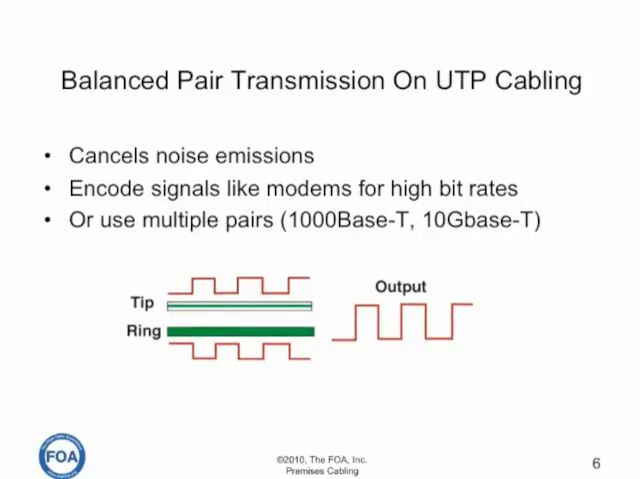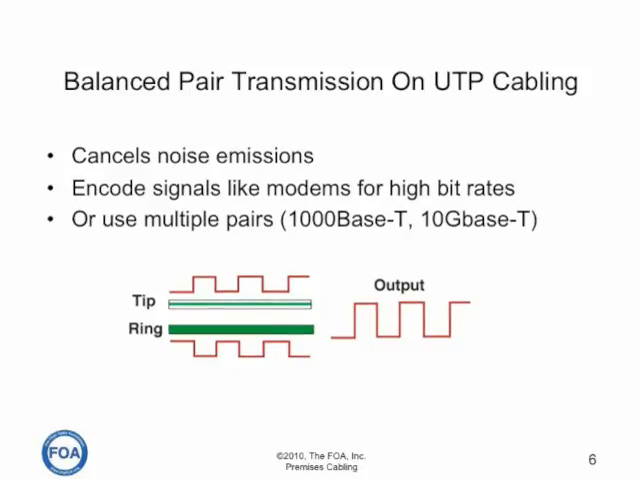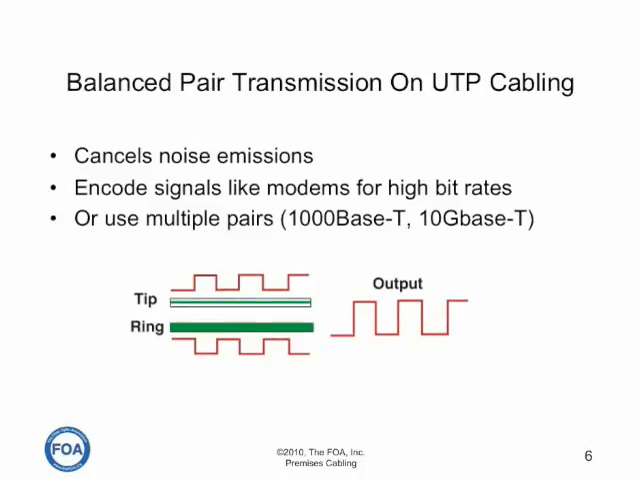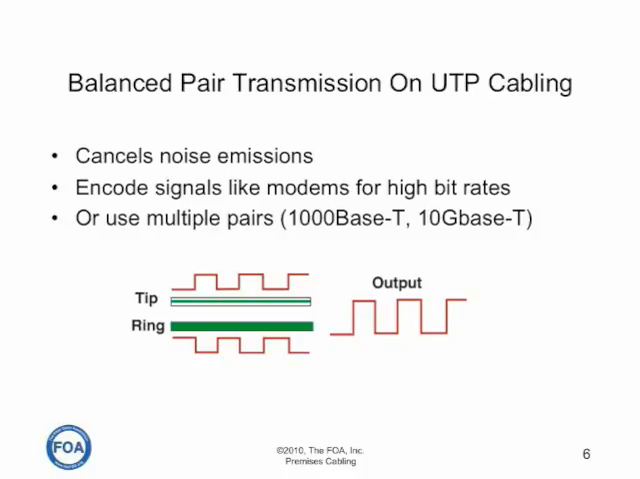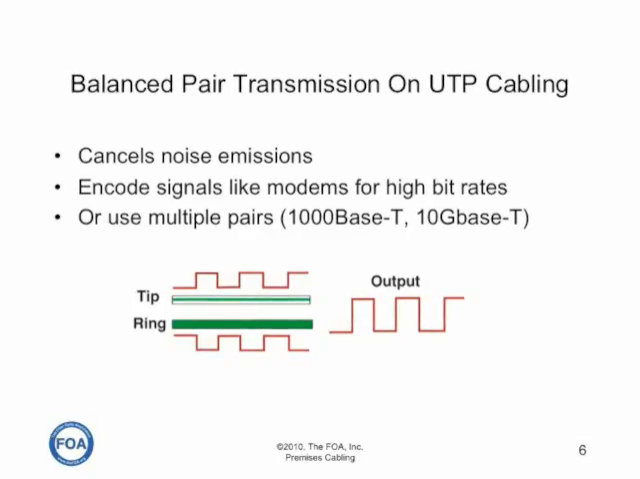Twisted pair cables get their high performance from what's called balanced pair transmission. This means that equal but opposite signals are transmitted along each wire of the pair, so that the equal but opposite polarity cancels the noise emissions. In order to get higher frequency signals, the signals are also encoded like modems for higher bit rates, and multiple pairs are used. For example, from 1000 base T up, all 4 pairs are used to transmit part of the signal that's being transmitted.